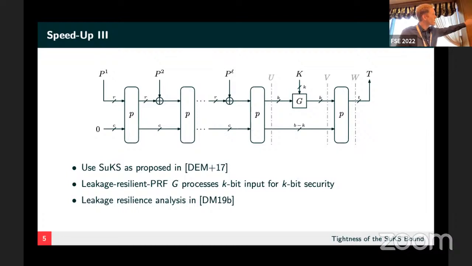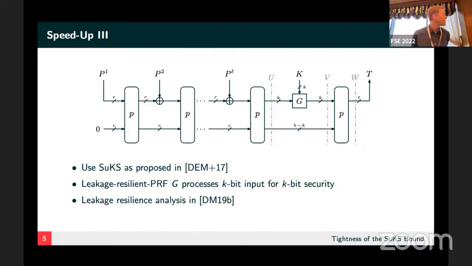It doesn't need to have 2K bits here, but just K bit input, because we use the inner part and we make one more permutation call and then we get the tag. And this function is leakage resilient if G and the last call are sufficiently protected. That's what we proved a couple of years back.